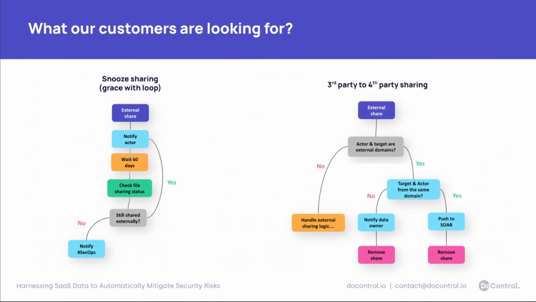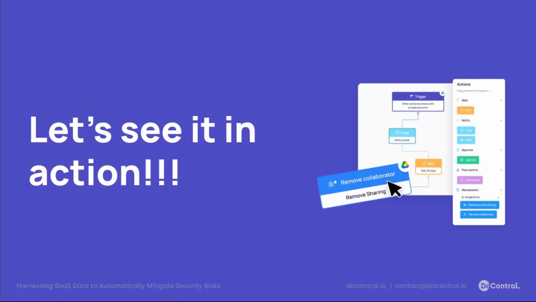The last one here is about third-party to fourth-party sharing, where you have someone who externally shared, and you want to make sure that the actor, the one who shared, is maybe a contractor who shared with another contractor that is not allowed to see the data. And if so, you probably would like to notify or push it to another remediation flow with SOAR and then remove the share. So let's see it in action.